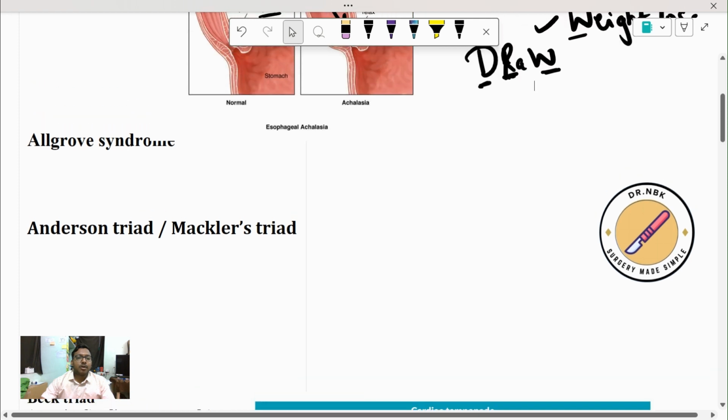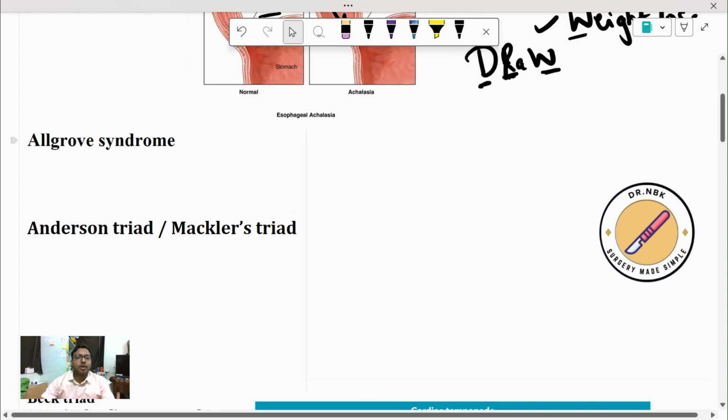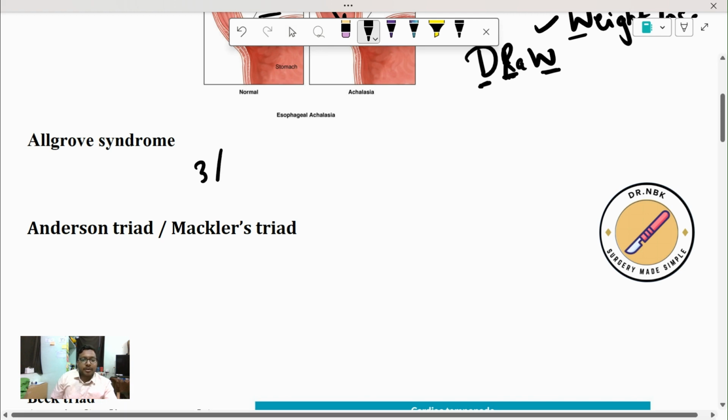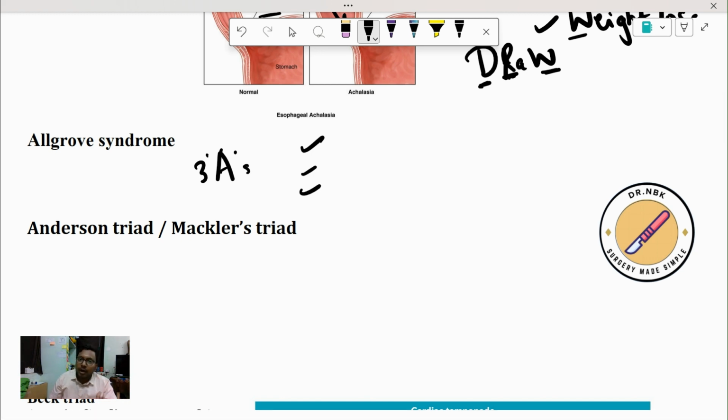This is also called triple A syndrome. Okay, so what is the other name for Algrove syndrome? It is triple A syndrome. That means there will be three A's here. What are the three A's? So you can remember the first A is related to your lacrimal glands. So there will be decreased tear production. So there will be alacrimia.